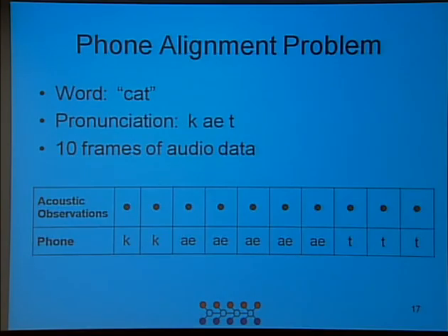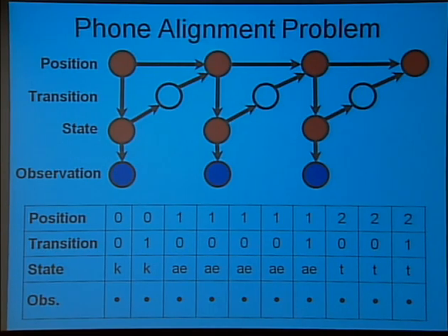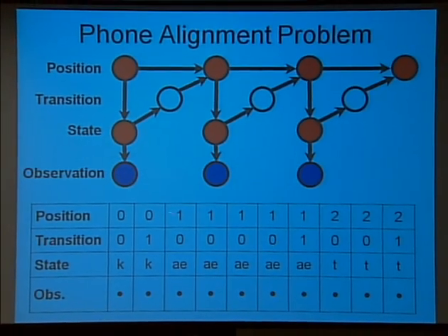Very simple example, the word cat, pronunciation k, a, t. Then you have 10 frames of audio data, and you decide how many frames to assign to each of these phones. So using the triangle structure, here's how it's done. You have a position variable. This position variable just counts. It's an index into your phone stream. So it just goes 0, 1, 2.